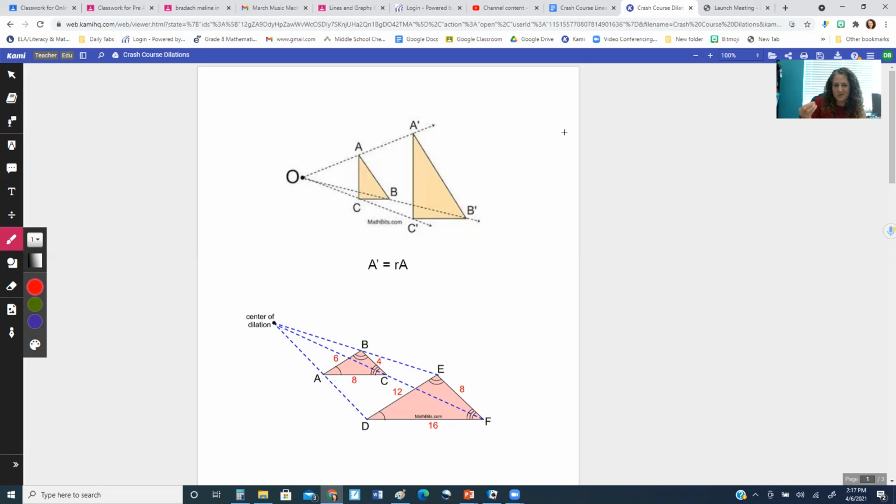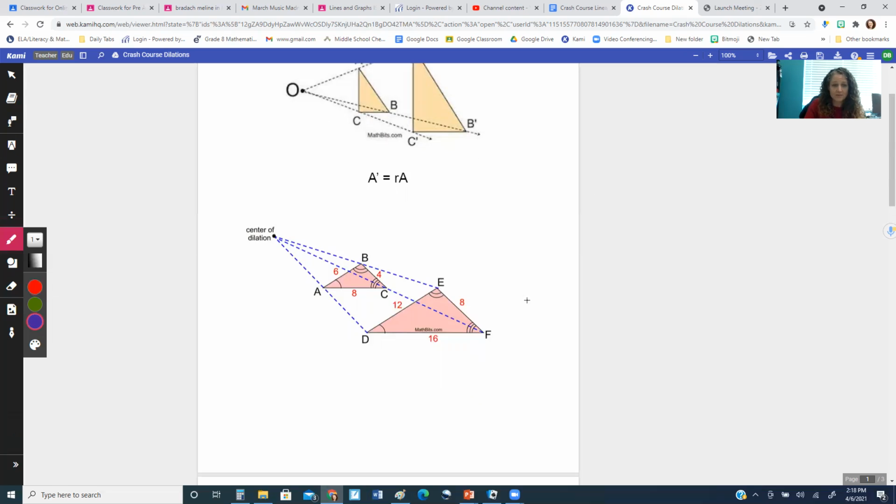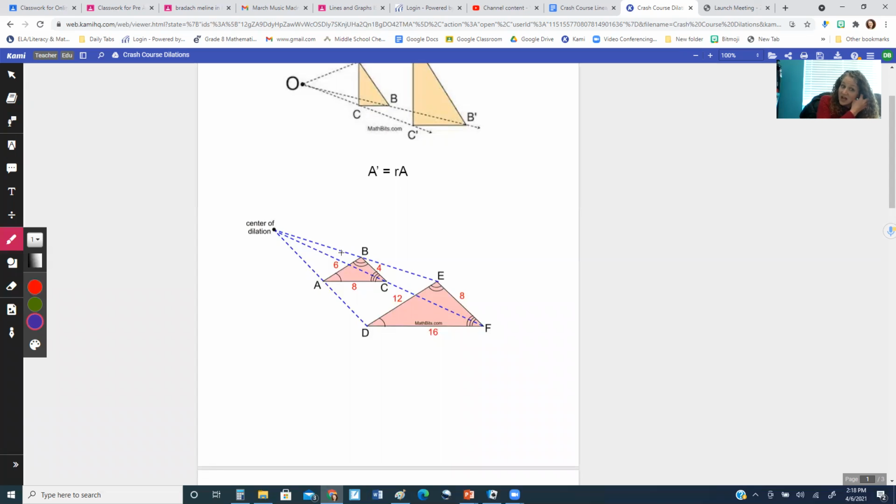So let's review how to do dilations. Basically, dilations is like on your phone screen, you go womp womp womp. We're making these shapes bigger and smaller. A prime equals R times A, where R is the factor of dilation. So we're going to figure out what the factor is on this one. We have the center of dilation and we are dilating. We're going to do it both ways because you can go bigger and you can also go smaller.